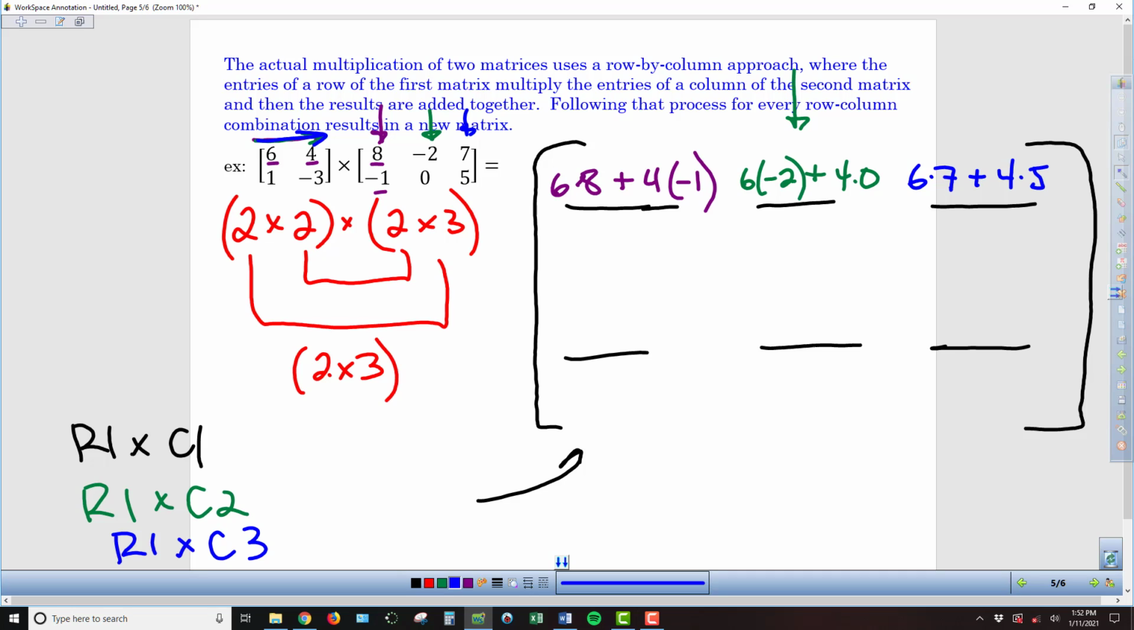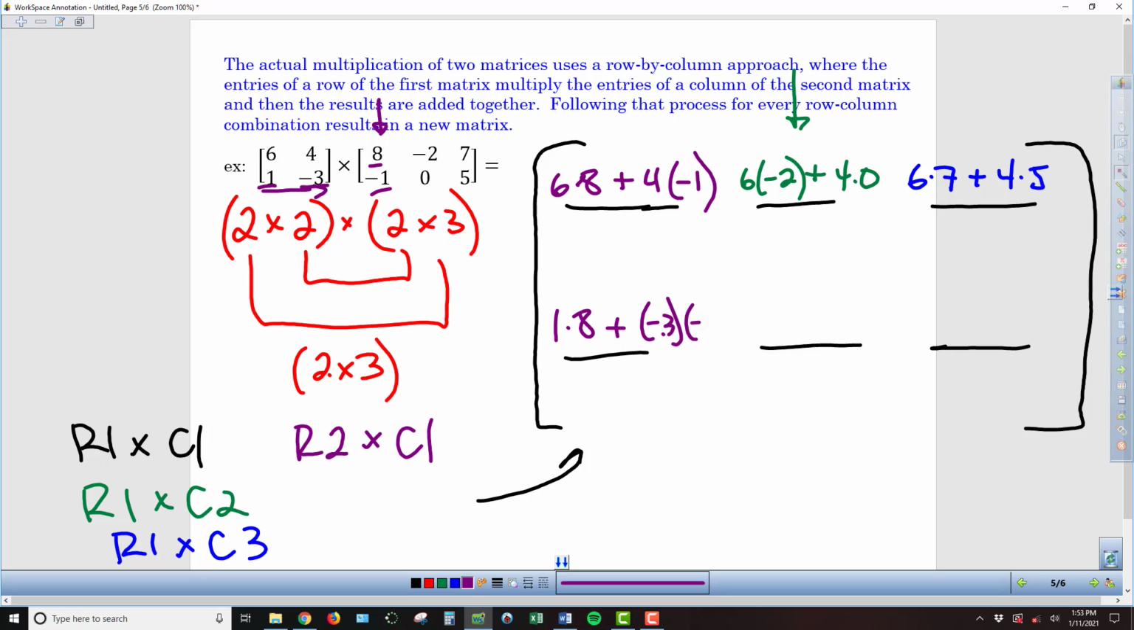And so then I need to go through and do the same thing for the bottom row, multiplying each one of the columns. So to start off with, I've got 1 times 8. So maybe I'll clean up my diagram over here a little bit. So we're going to be moving across the bottom row and then down the first column. So I'm going to be doing row 2 times column 1. So I've got 1 times 8, and I'm going to add to that -3 times -1. So I'm moving across the row of the first matrix, down the column of the second.